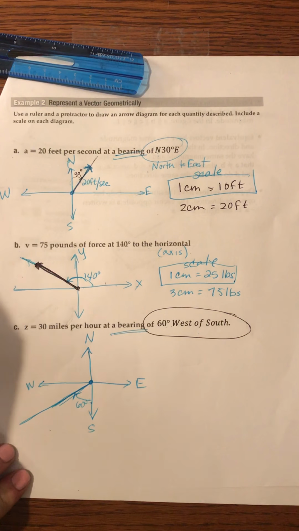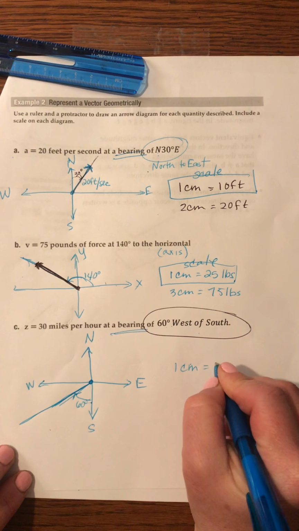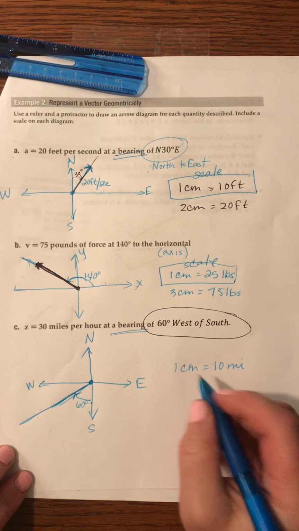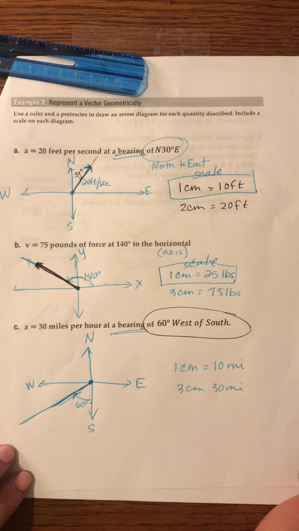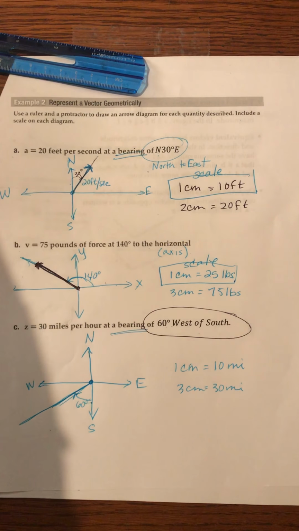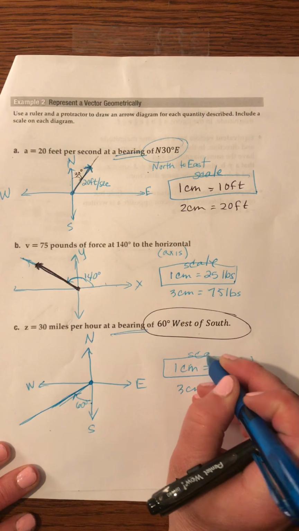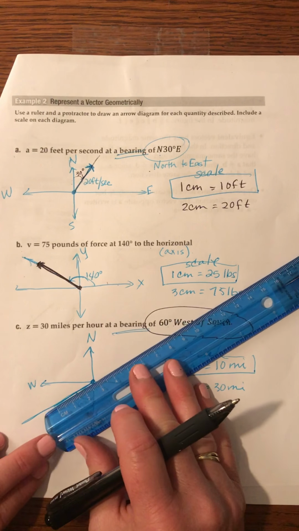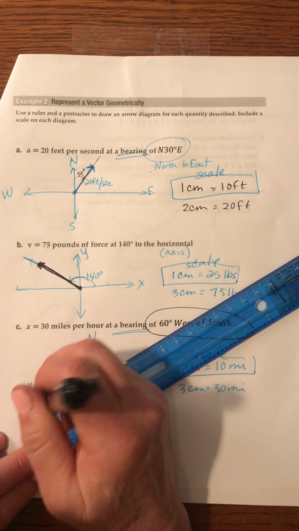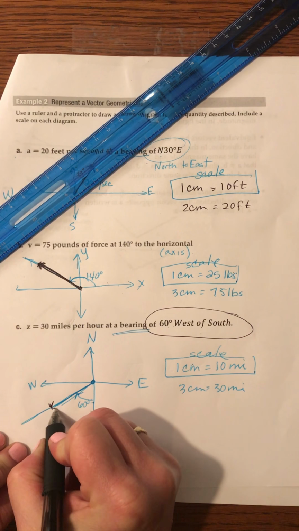And then I want 30 miles, and you can probably guess what I'm going to do. I'm going to let 1 centimeter equal 10 miles. So 3 centimeters would be 30 miles. I could have let 1 centimeter be 15 miles, and I would have represented it with 2 centimeters. You can do lots of things with this. You just have to make sure that you give your scale so that we know what to reference. And again, I can do 3 centimeters here, and that will be where my vector is.